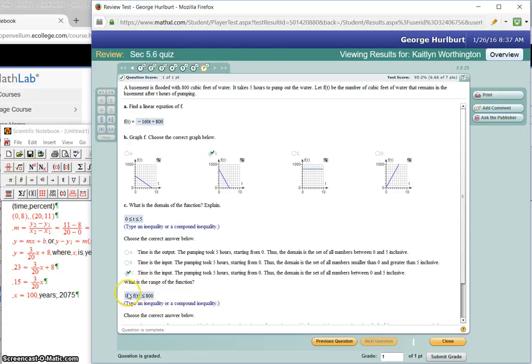And remember, this symbol f of t is really just another symbol for y. So our y values go between 0 and 800. Our x values, in this case we use the letter t, go between 0 and 5. Okay, hope that helps. If you have further questions, let me know and I'll try to answer them.